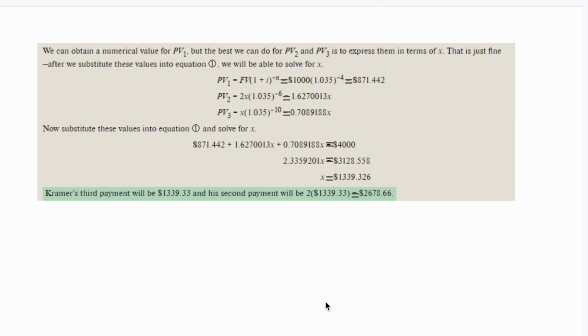So X is 1339.326. I hope if you followed that, you should be able to get a good understanding of how to resolve these types of problems. They're all set up exactly the same way.